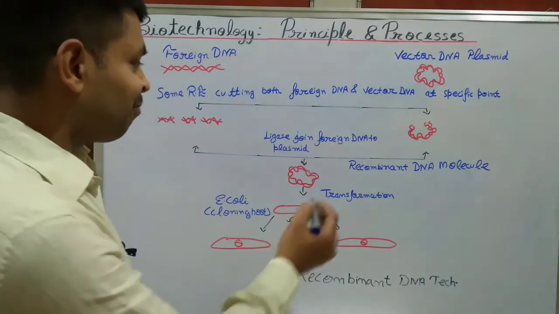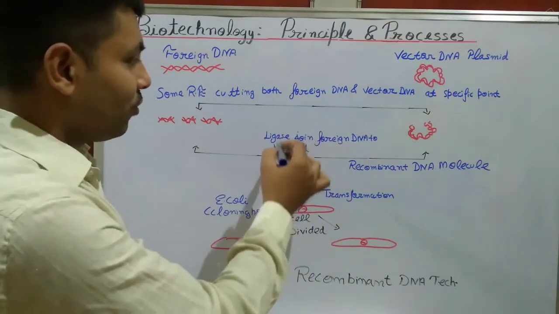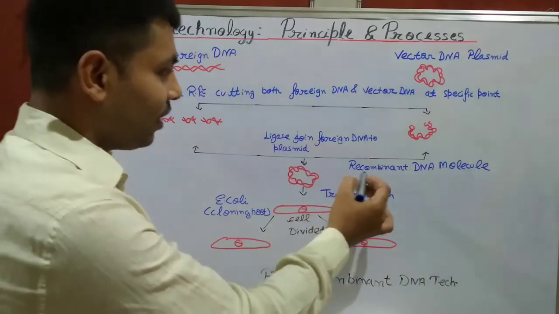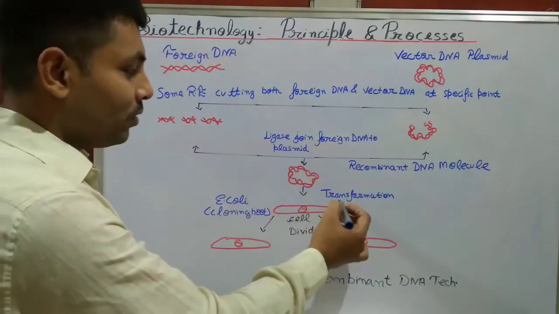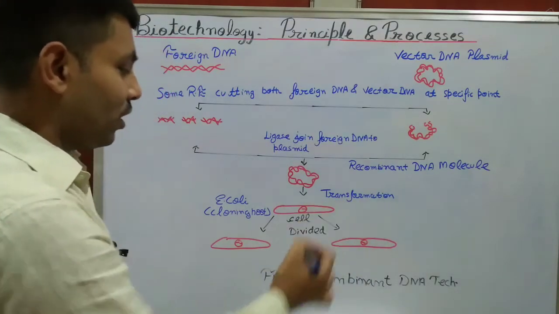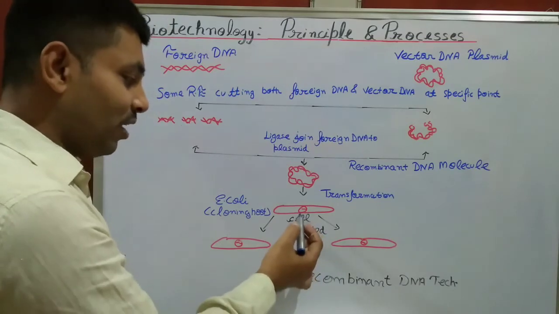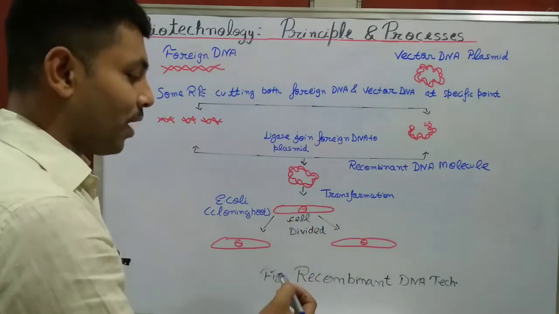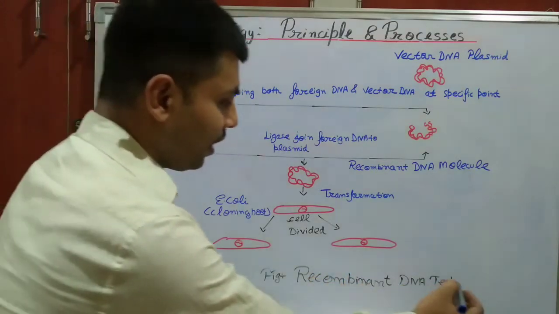Okay, see, both the points have been cut, and now they are joined by the ligase. This is the recombinant DNA molecule, and it has been joined here. Now this is transformed into E. coli, which is the cloning host. Now this E. coli cell divides into two parts. Okay, see, both have the same thing. It is known as recombinant DNA technology.